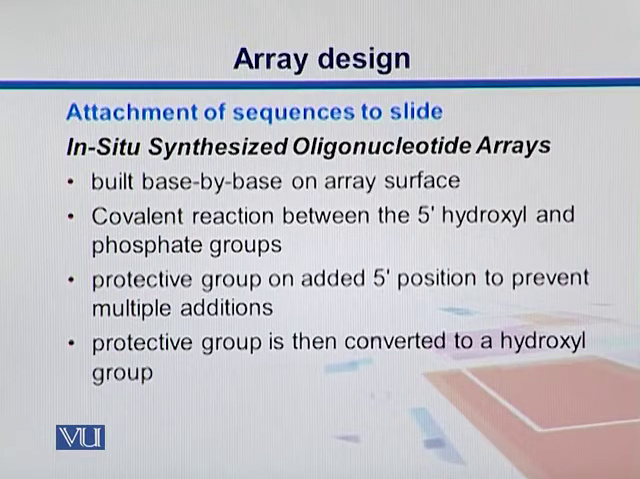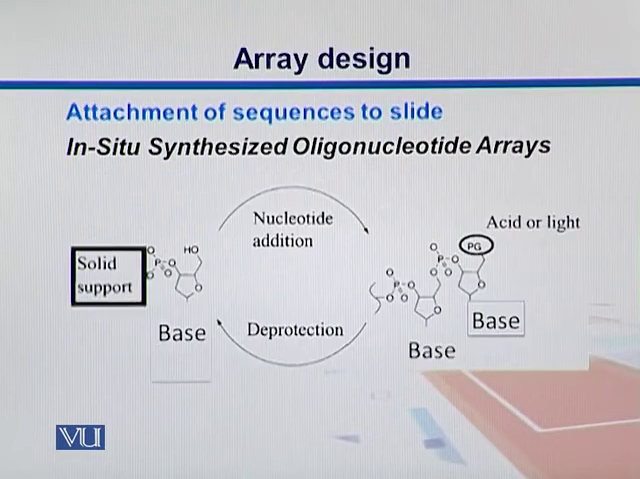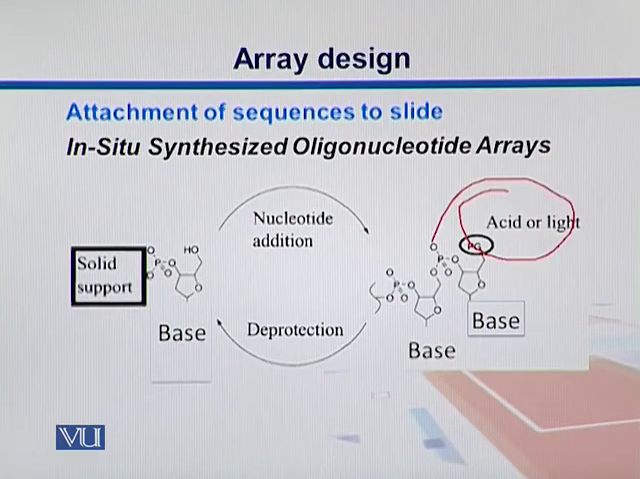The protective group is then converted into a hydroxyl group. This is how it happens. You have a solid support, you have a base which is added, and then the next nucleotide is added, and then the OH of this base is protected here. You see that PG, and then you can use acid or light to control this process and deprotect it, and then you can continue adding. But at that time, only one nucleotide is added at a time.